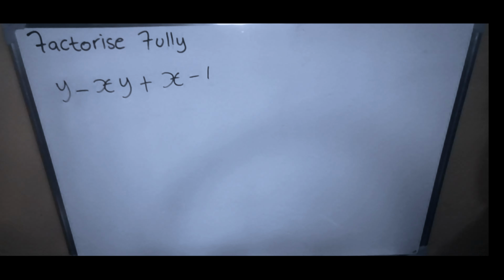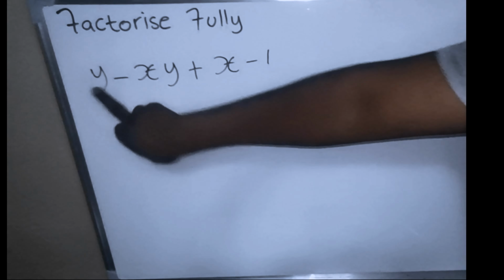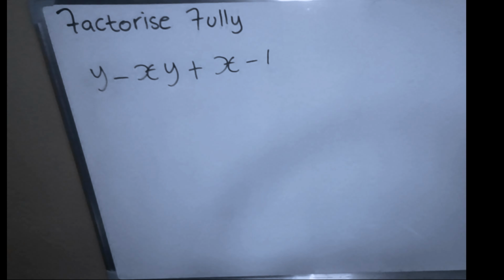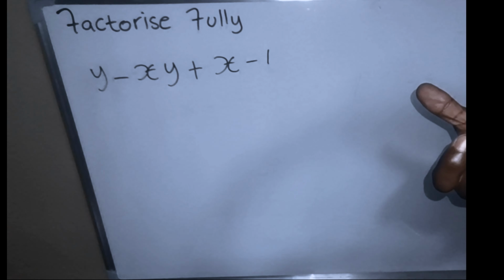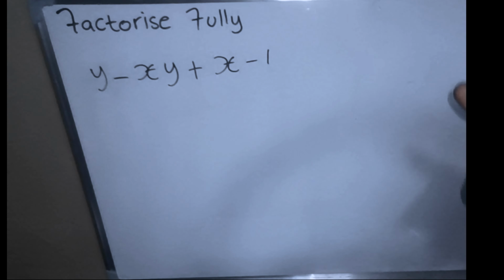We've got 4 terms literally here: 1, 2, 3, 4. Now if you've got 4 terms, in most cases when you factorize, you need to have 2 brackets. You need to take out the highest common factor. You need to group your factors first, and after you have grouped your factors, you look out for the highest common factor.